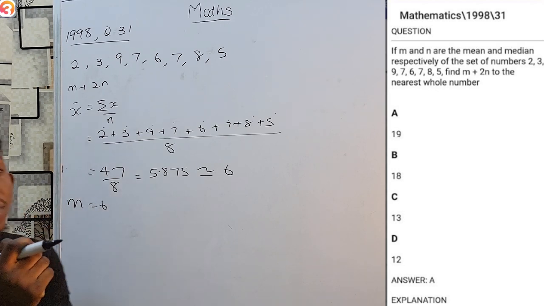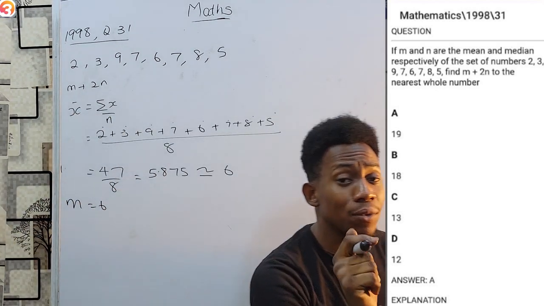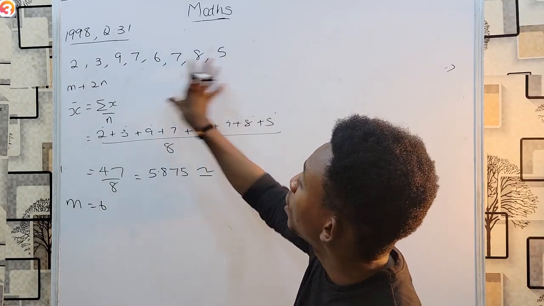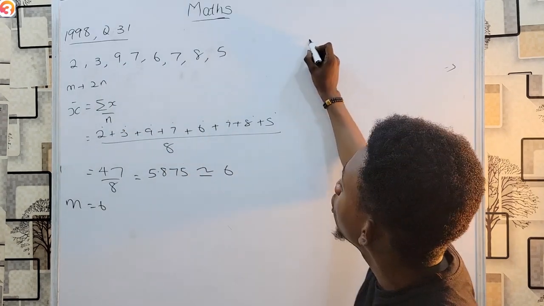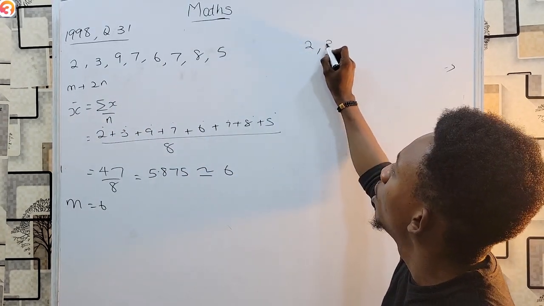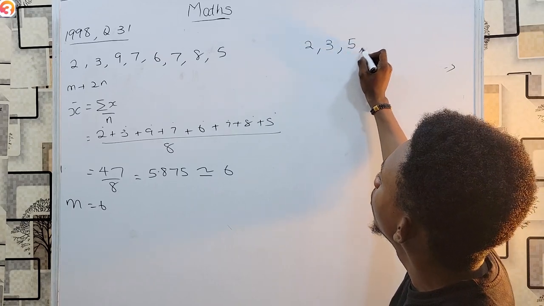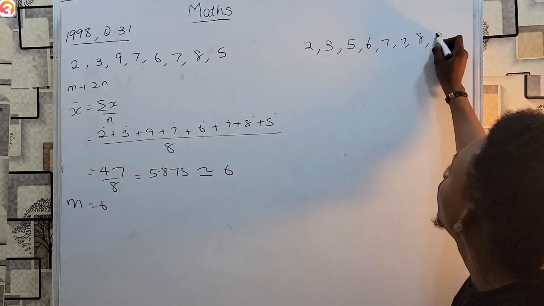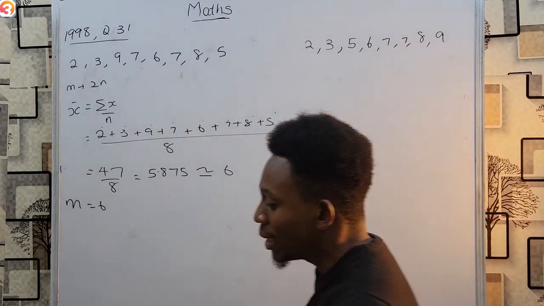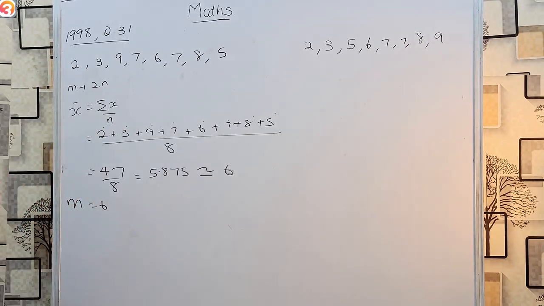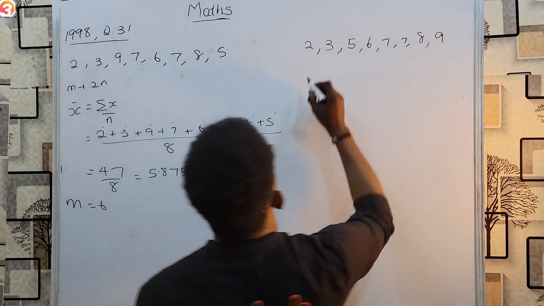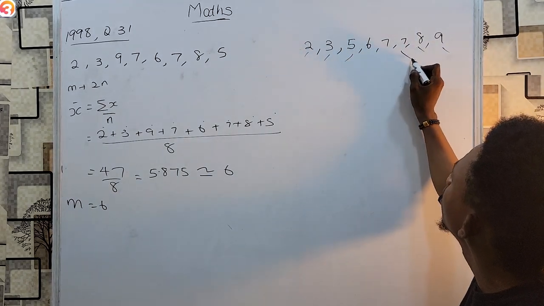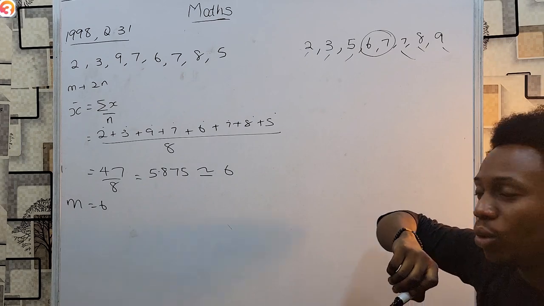Then for your median, remember, median is the middle number after arranging in descending or ascending order. So I have to rearrange this. That will give me 2 coming first, 3 next, 5, 6, 7, 7, 8, then 9. I want to get the median. How many numbers are there? 8. Which means, where can my median be? Middle. There's this to this, this to this, this to this. Meaning I have 2 numbers at the middle.